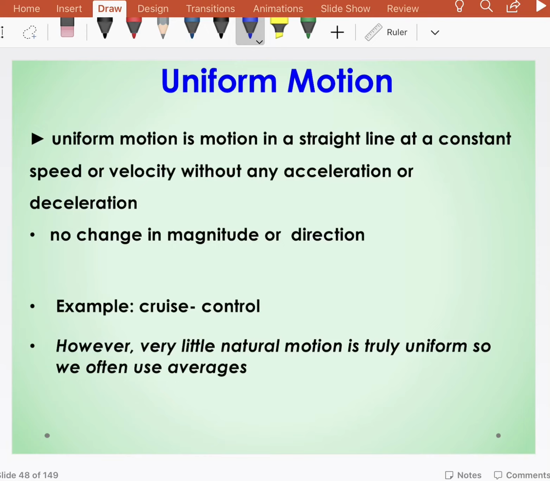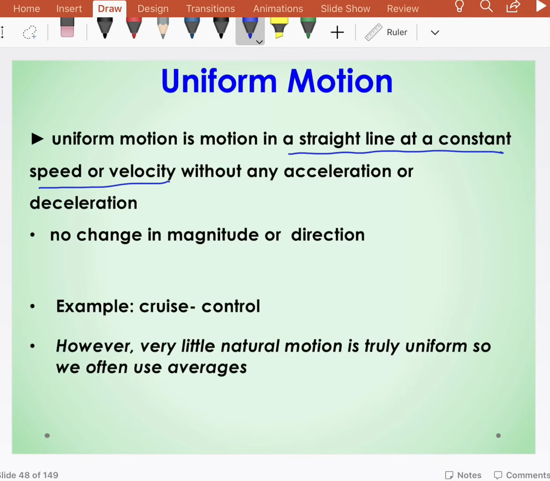When we were talking about speed and velocity, we discussed there can be average speed, instantaneous speed, and uniform. Now, the definition of uniform motion is motion that would be in a straight line and at a constant speed and velocity without any acceleration, deceleration, or change in direction. One example of this would be using the cruise control function on a vehicle. Sets the speed, maintains it, and you stay traveling in the same direction.